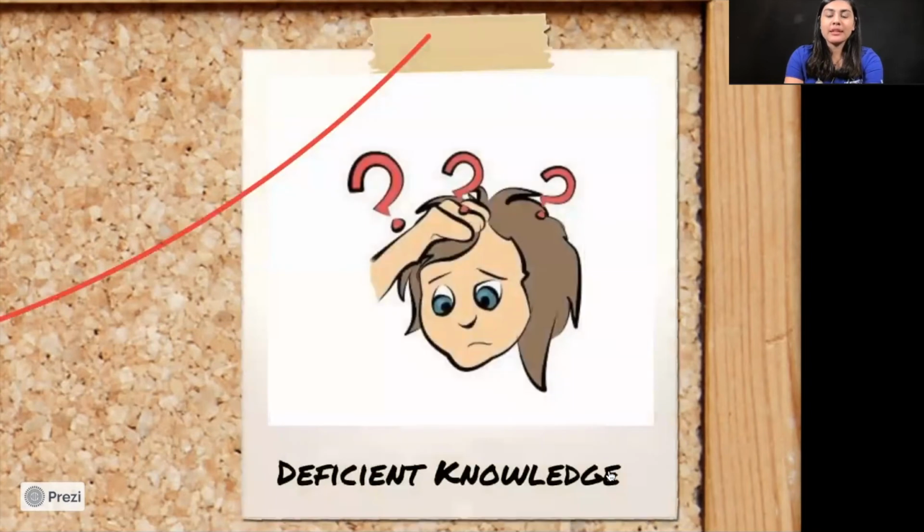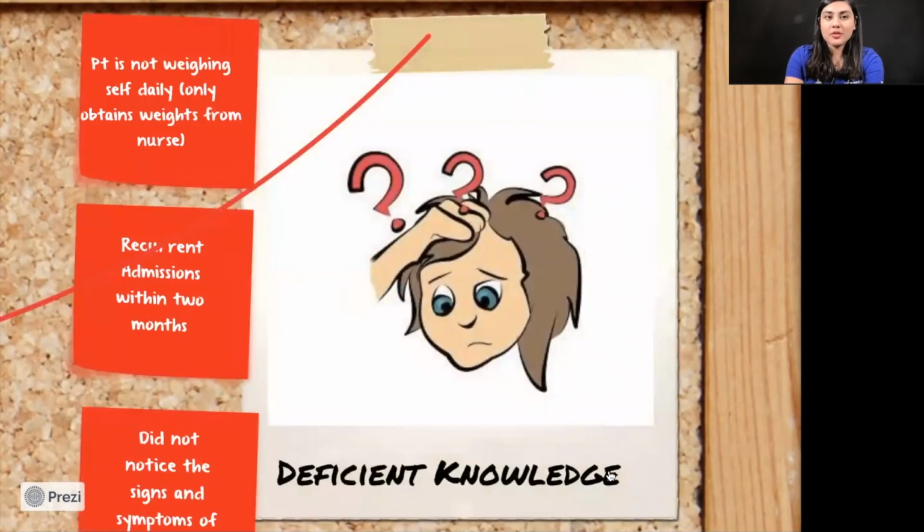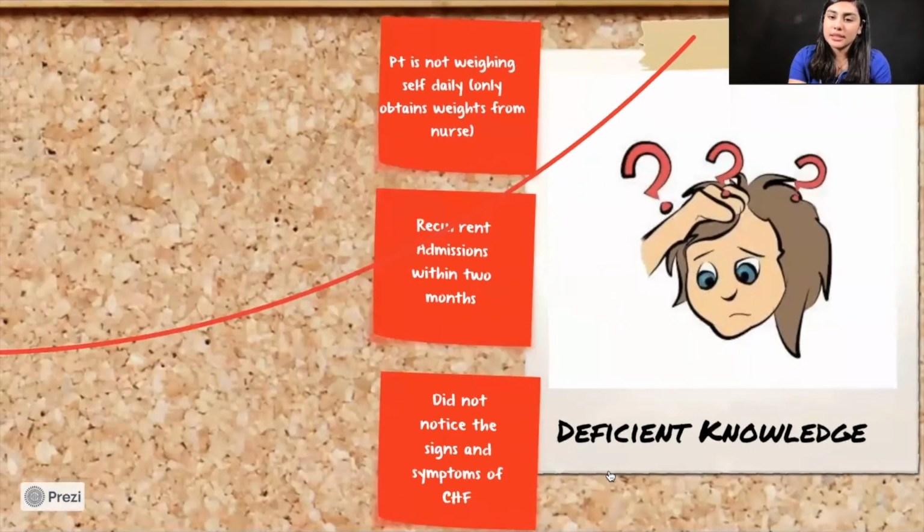Hello, I'm Detective Genesis, and I will be presenting the last nursing diagnosis, which is knowledge deficiency. We're starting off with the objectives. The patient is not weighing herself daily and only obtains weights from the nurse. Recurrent admissions within 2 months. Did not notice signs and symptoms of CHF.